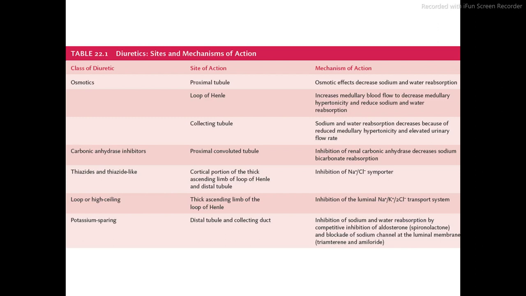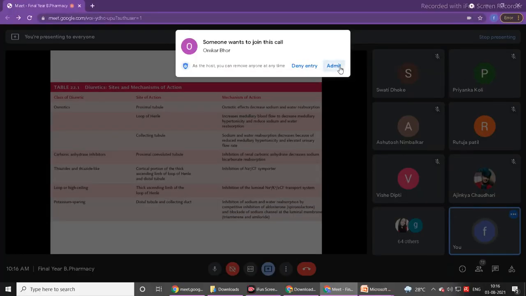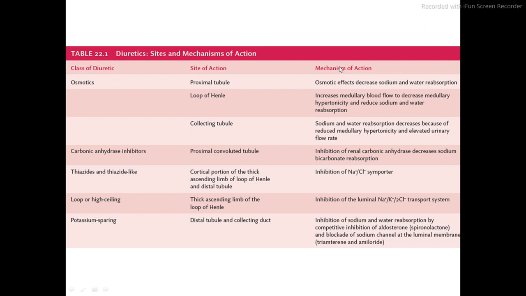So these are the various sites of action of all these diuretics. Yesterday we studied the structure of the nephrons, and in that structure we studied these various components of the nephrons, that is the PCT, PST, then distal tubule, then collecting duct. So these all are the sites of action. These are the components of the nephrons, and all these components absorb different ions, and because of this all these components are the site of all the diuretic classes.